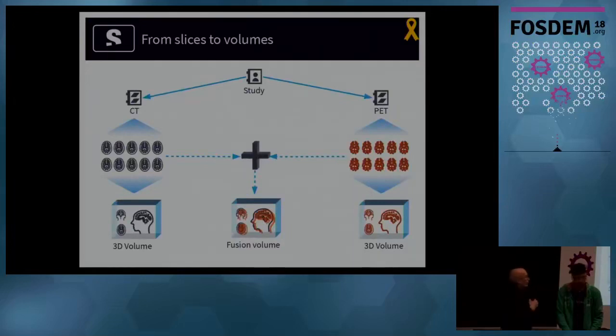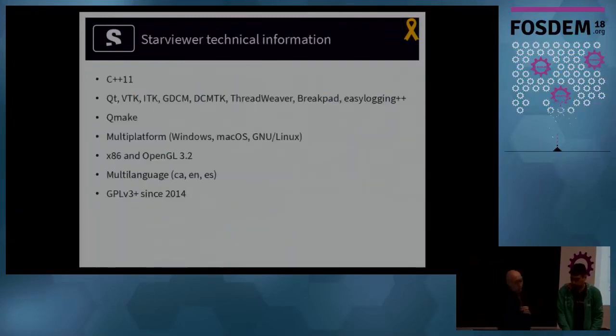In the case of Starviewer, if we also have, for example, a PET image, which is from nuclear medicine, you can overlap them and then, for example, show the parts which are active, okay? This we will show in the demonstration.